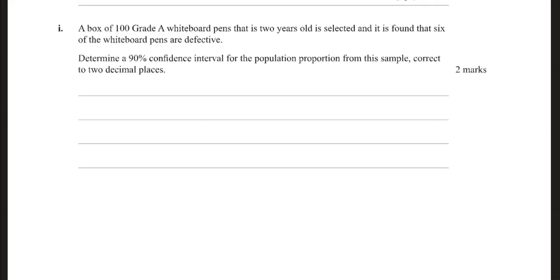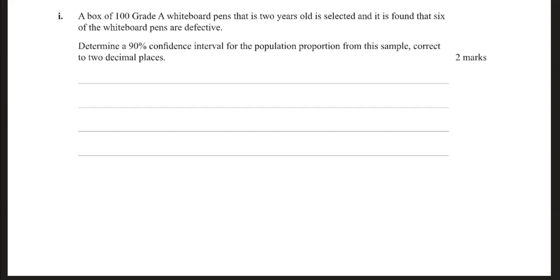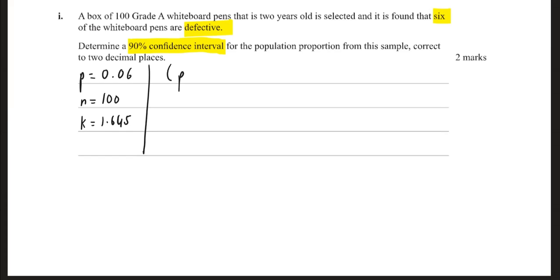That's part H. Part I, we know that it's found that 6 of the whiteboard pens are defective, and we have to determine a 90% confidence interval. So p-hat equals... I'm going to use the formula for this question, not CAS. There are 3 things that we need to know. Now we just have to plug that into this formula here.